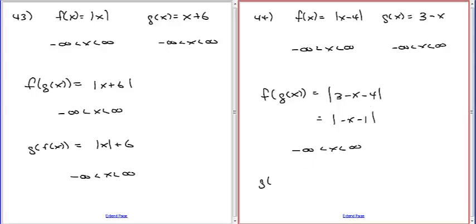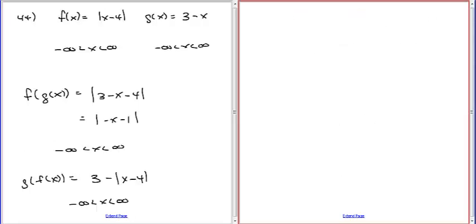And then you have g of f of x. So that's the other way around. We're going to plug that over here. So you get 3 minus, instead of x, you put in the absolute value of 4 minus x. And for the same reason, you can have any value of x. Of course, the ranges are different, but they're not asking for the ranges. They're just asking for the domain, possible x values.